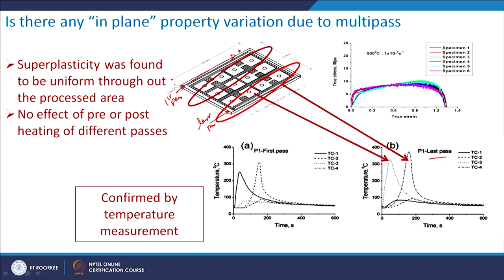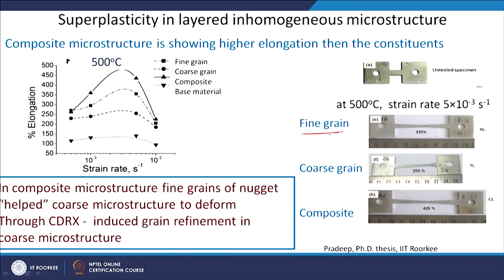Okay, there is not much effect of the thermal cycle on the microstructure as well as property of the material. So now, taking material samples from different parts of the microstructure. This is a fine grain microstructure sample, this is for coarse grain, and this is for the composite one.